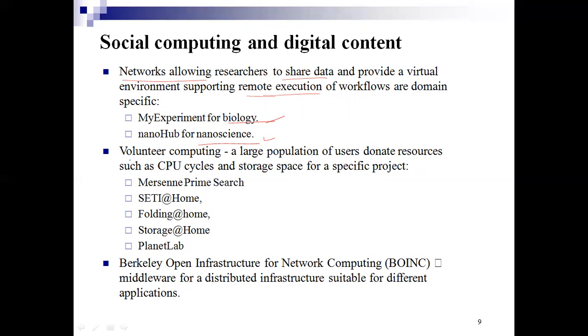Next we have volunteer computing, a large population of users that donate resources such as CPU cycles and storage space for a specific project. Some of the projects I have listed here: Mersenne Prime Search, SETI@home, Folding@home, Storage@home, Planet Lab. These are some of the specific projects where we can use the cloud. Berkeley Open Infrastructure for Network Computing, called BOINC, is a middleware for distributed infrastructure suitable for different applications.